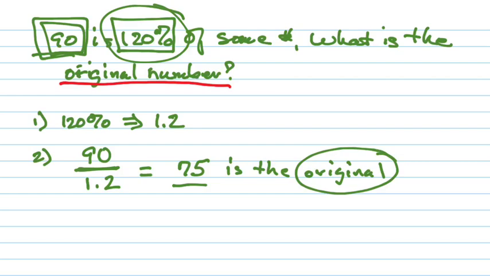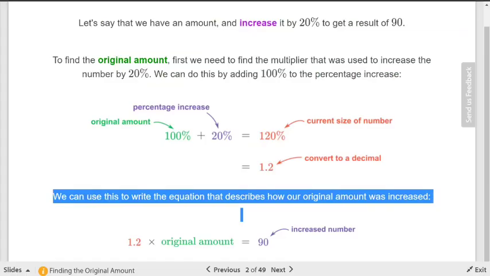Let's look at some more. It's not hard. All you have to do is remember that if you see the words original number, then don't multiply it like we did before. What do you do? Divide it. It's the only difference. Original amount or original number.